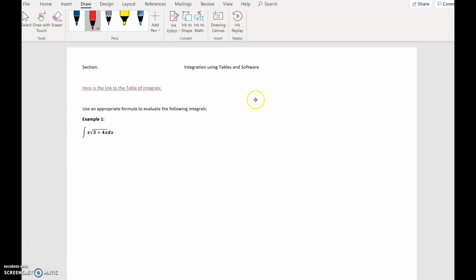So in our next section, we're going to be using tables and software to evaluate some of the integrals. The idea in this section is that some of the problems could be really messy, or some of the problems actually already have a formula in closed form. So we could just apply the formula and don't have to deal with all the derivation of the problem. So the main objective in this section is to try to match it to a formula from the table of integrals and then use it properly.